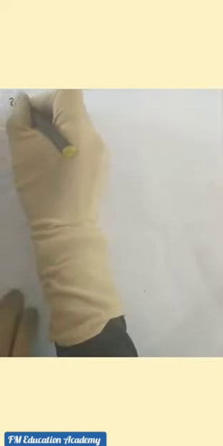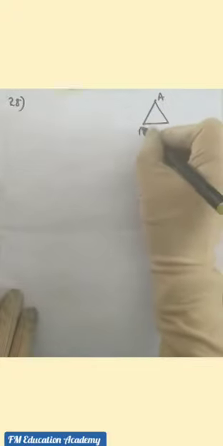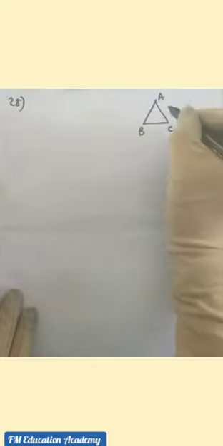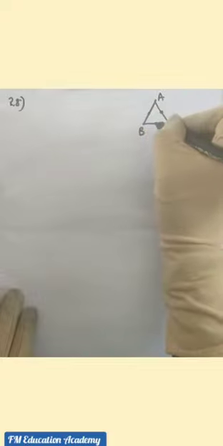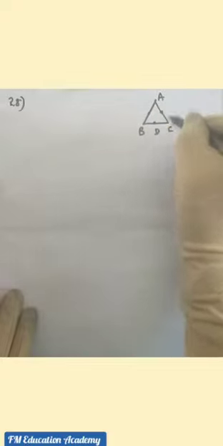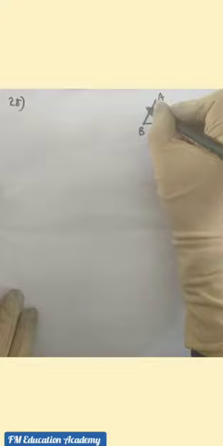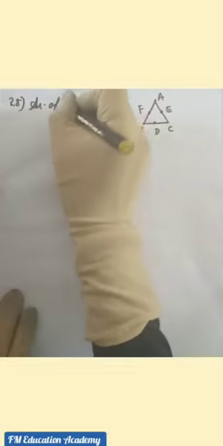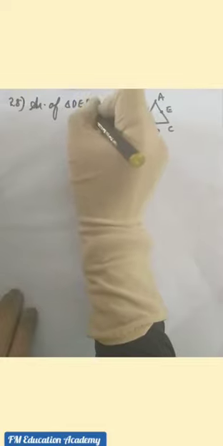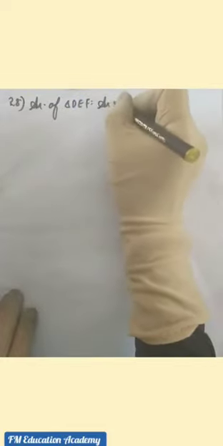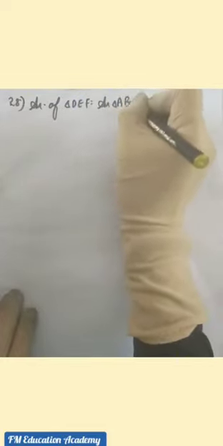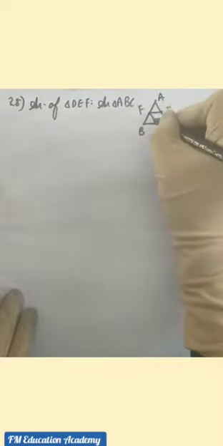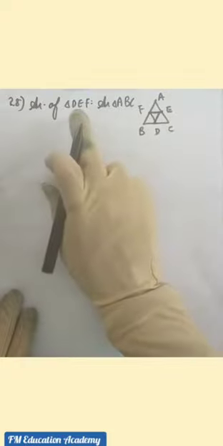Here it is given that we have a triangle ABC. Figure is not given, just the write-up is given. We have to draw the figure based on the write-up. It is telling D is the midpoint of BC, E is the midpoint of AC and F is the midpoint of AB. And it is asking us to find out the area of triangle DEF to the area of triangle ABC, that is this triangle.